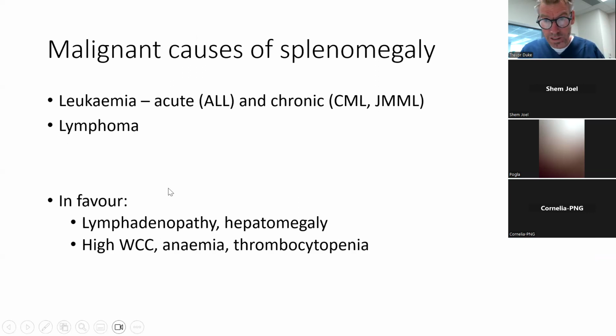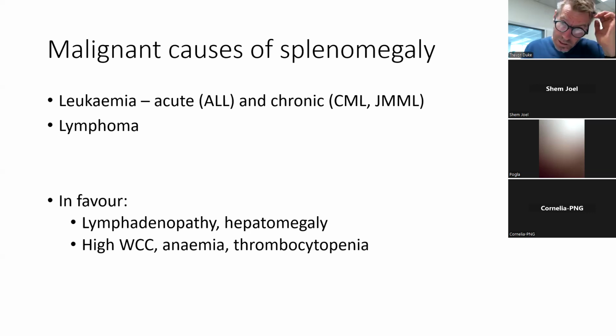And you'll all recognise that acute lymphoblastic leukemia or even chronic leukemia can lead to a large spleen, or a lymphoma can lead to a large spleen. And again, we can make these distinctions with just basic clinical examination and looking at the blood film. So typically, of course, there'd be other lymphadenopathy and hepatomegaly as well. And there'd be a high white cell count, and there'd be anemia and thrombocytopenia.